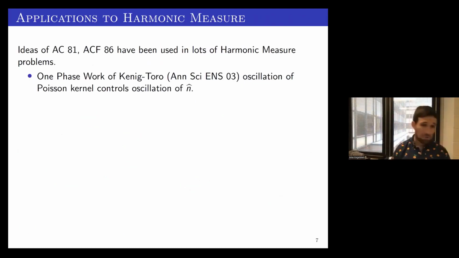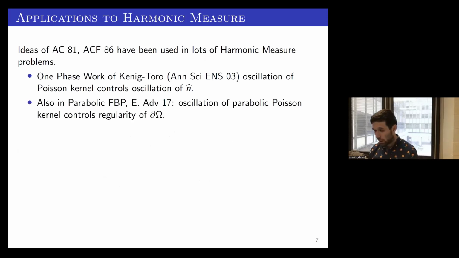Cool. So unsurprisingly, given the close relationship between these problems, the ideas of Alt-Caffarelli and Alt-Caffarelli-Friedman have been used a ton in harmonic measure problems. In the one-phase work of Carlos and Tatiana, where they show that the oscillation of the Poisson kernel controls the oscillation of the unit normal, just because some caloric measure stuff has come up a little bit, and because, I don't know, shameless self-promotion. In the parabolic setting, the time-dependent setting, these ideas have also been adapted in my thesis to show that the oscillation of the parabolic Poisson kernel controls the regularity of the boundary.